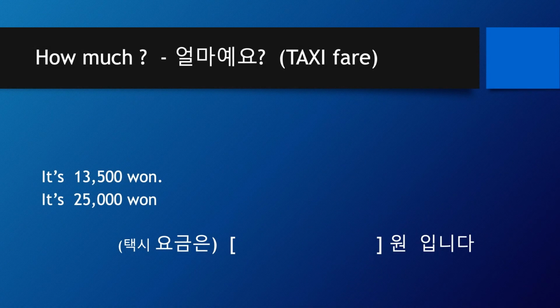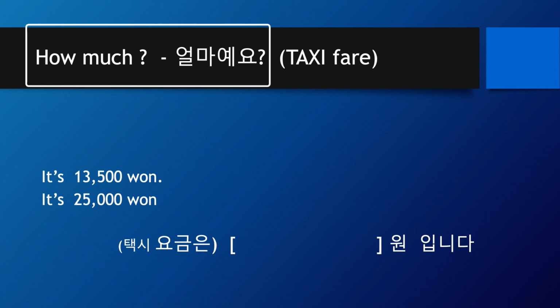Okay, final exercise of today. Suppose you are in Seoul, Korea and riding a taxi. The taxi fare is 택시 요금. So you are asking how much? How much is it? How much is 얼마예요? 얼마예요? Then the taxi driver will reply, it is 13,500 won or 25,000 won.